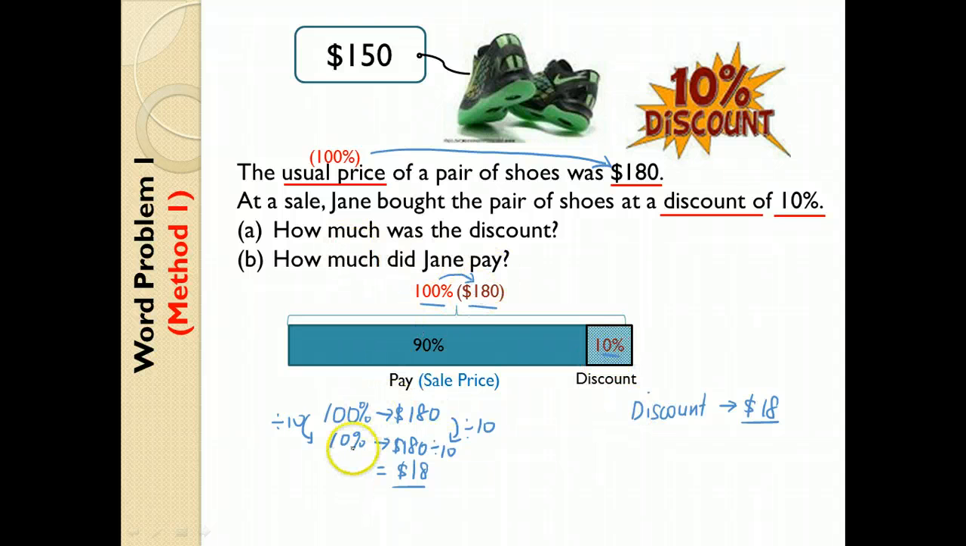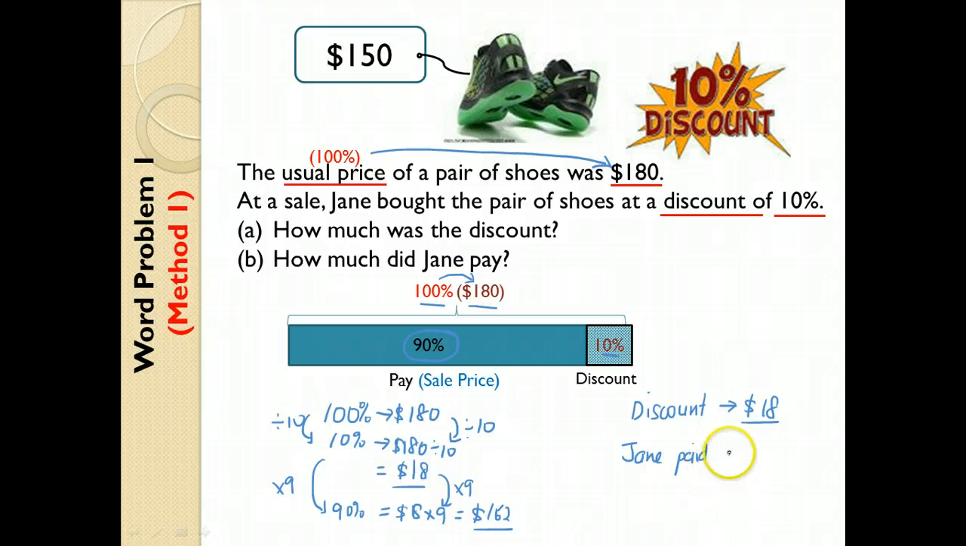How much did Jane have to pay? We know that Jane has to pay 90%. So 10% to 90%, we can multiply by 9. Therefore, 18 times 9 will give us $162. Therefore, Jane has to pay $162 for the pair of shoes. Let's look at another method.